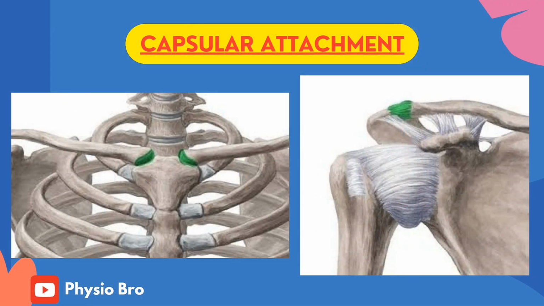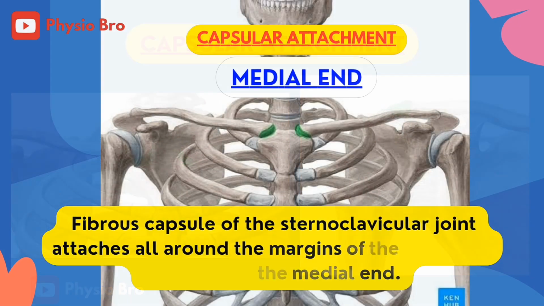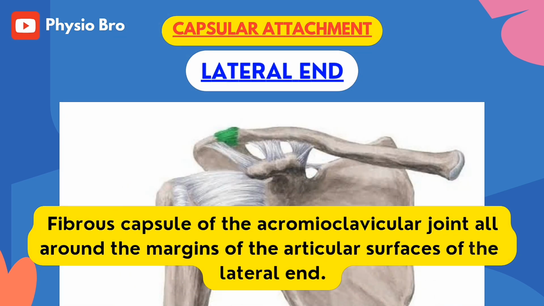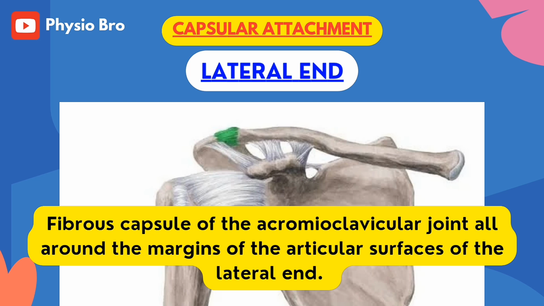Capsular attachment. Capsular attachment on the medial end of the clavicle. Fibrous capsule of the sternoclavicular joint attaches all around the margins of the articular surfaces of the medial end. Capsular attachment on the lateral end of the clavicle. Fibrous capsule of the acromioclavicular joint attaches all around the margins of the articular surfaces of the lateral end.